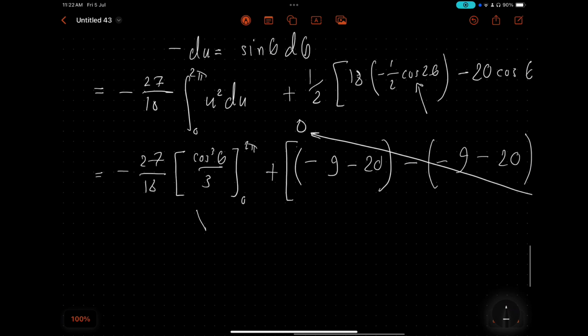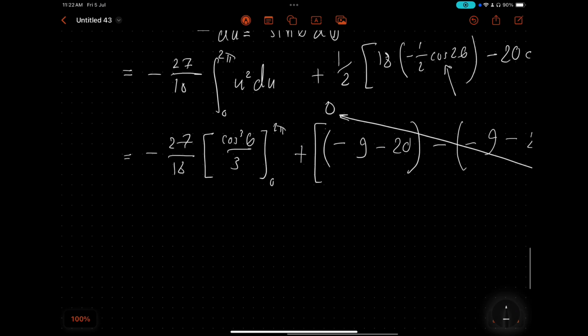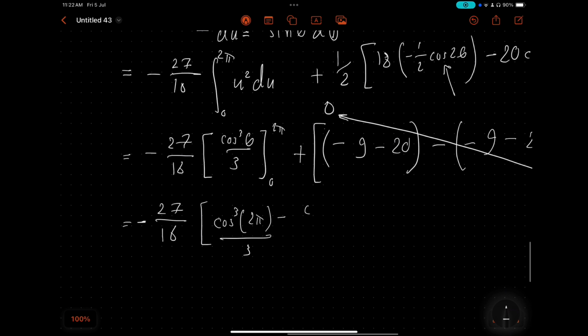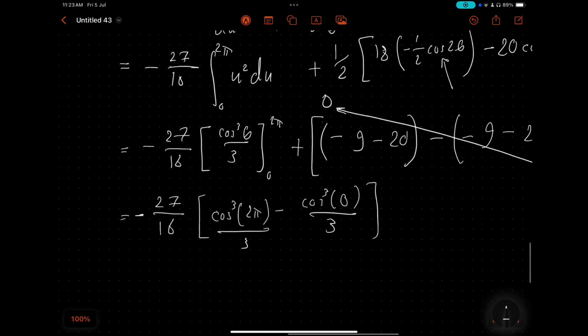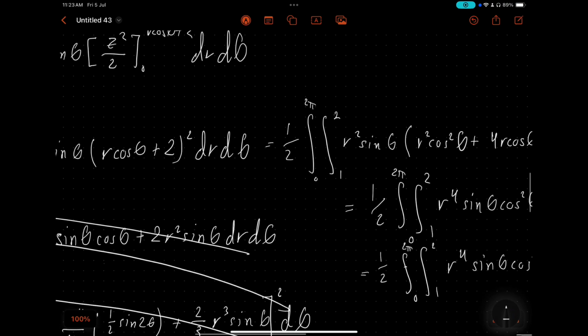And now our hopes are here. I hope this doesn't also happen to be 0, since I will need to go back and try to understand what happens. So we have cosine all to the 3 over 3, from 0 to 2π. Cosine of 2π all to the 3 is 1, and cosine of 0 is 1, so 1 minus 1. We do have an issue here. I think we do have an issue here.